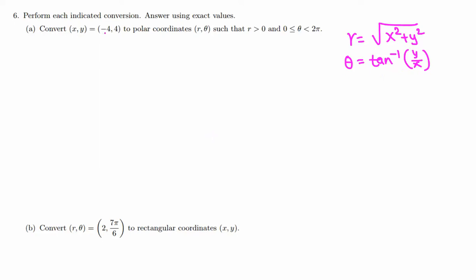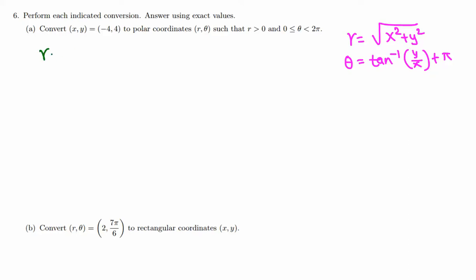In this case, negative 4, positive 4. That means this point is in the second quadrant. Negative to the left, positive up. From the origin, left and up means second quadrant, so plus pi.